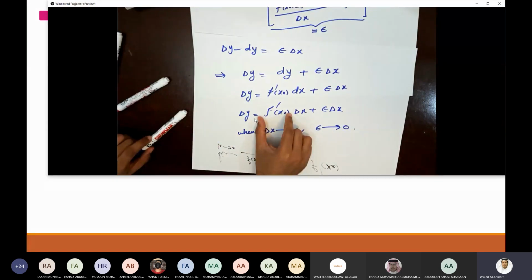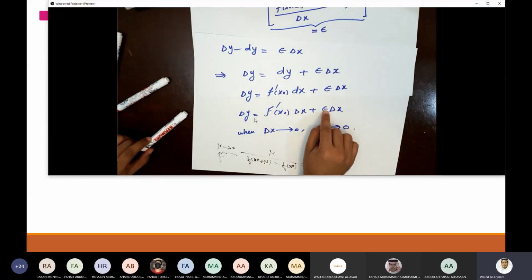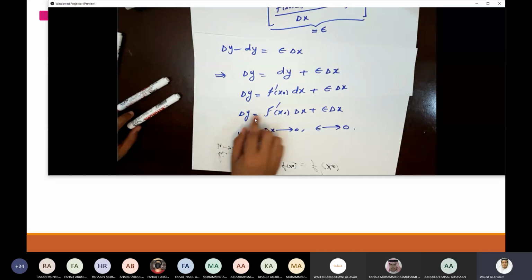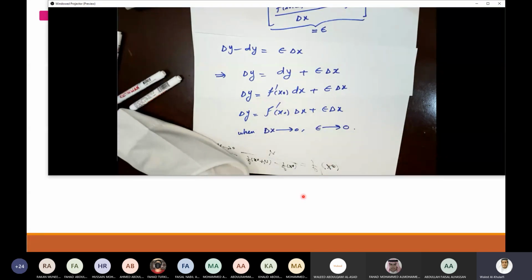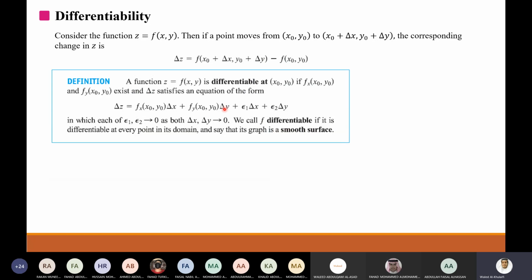Keep in mind, this is a point. Delta x is x minus a, so this is a variable here, and here epsilon. If delta y is every time equal to this, we say y is differentiable, but we never said this before. Now, in the case of two-dimensional space, you have the derivative with respect to x evaluated at the point x naught, y naught, times delta x, and the derivative with respect to y evaluated at x naught, y naught, times delta y. Now we have two epsilons, one for x and one for y. Both epsilon 1 and epsilon 2 approach 0 as both delta x and delta y approach 0. If delta z can always be written this way, then we say the function is differentiable.